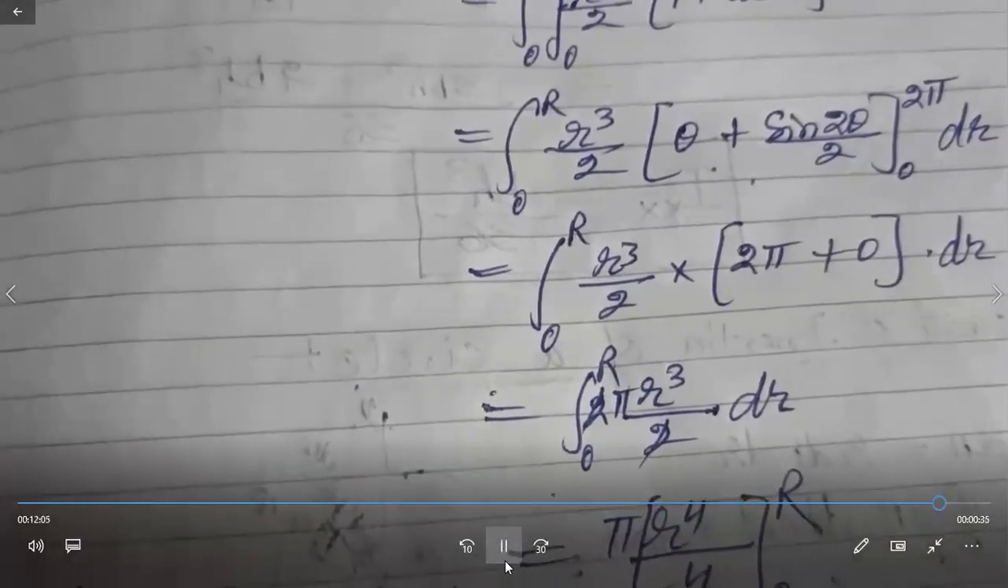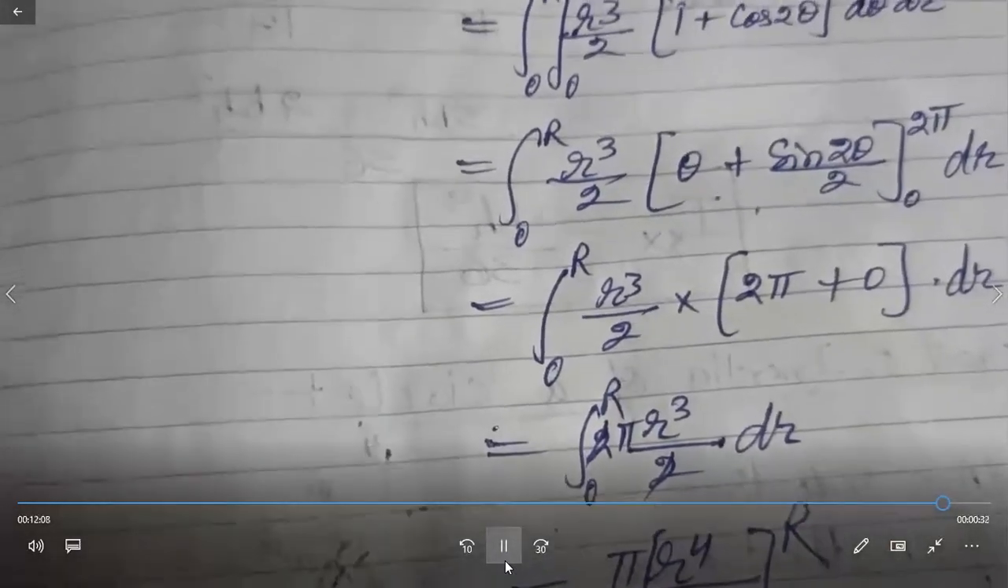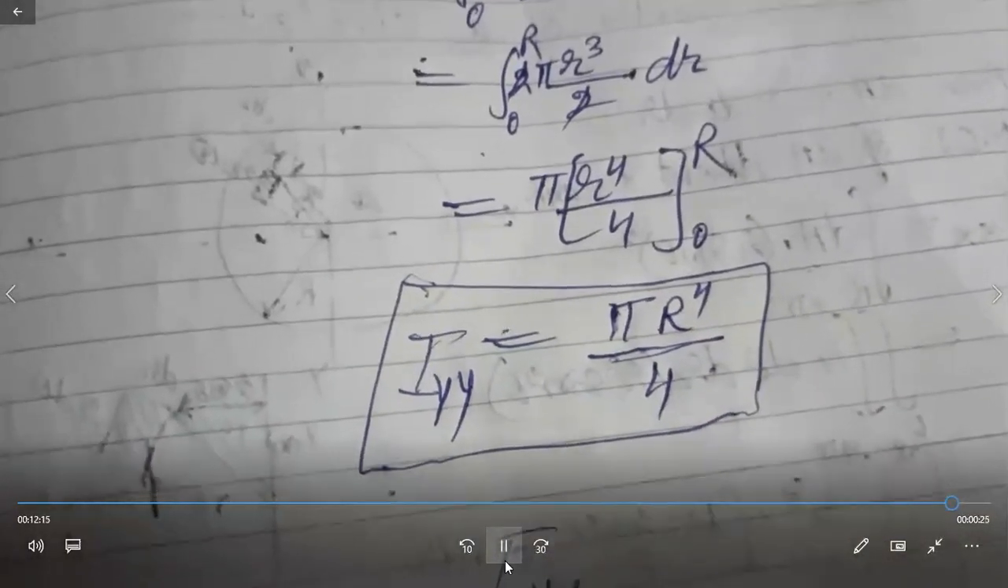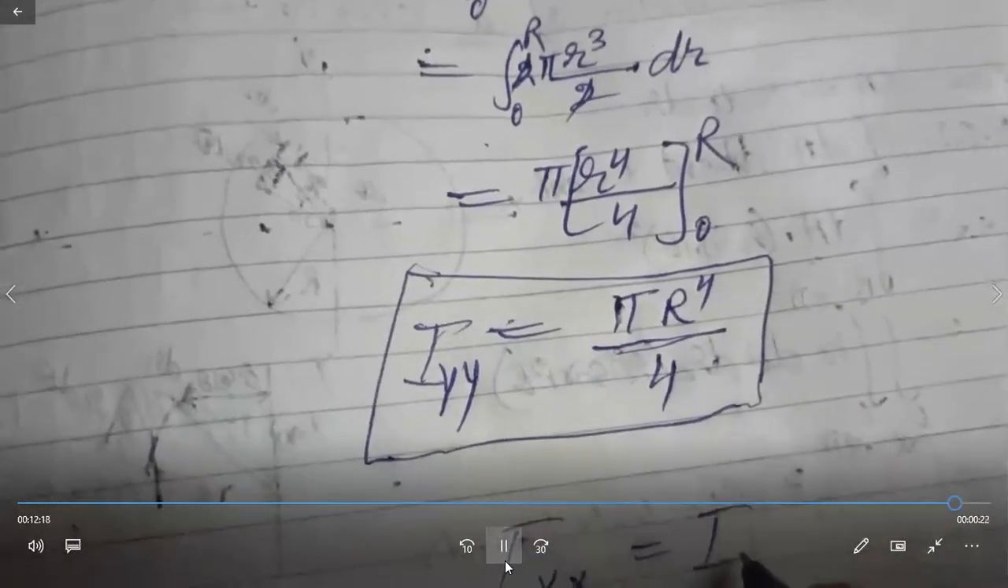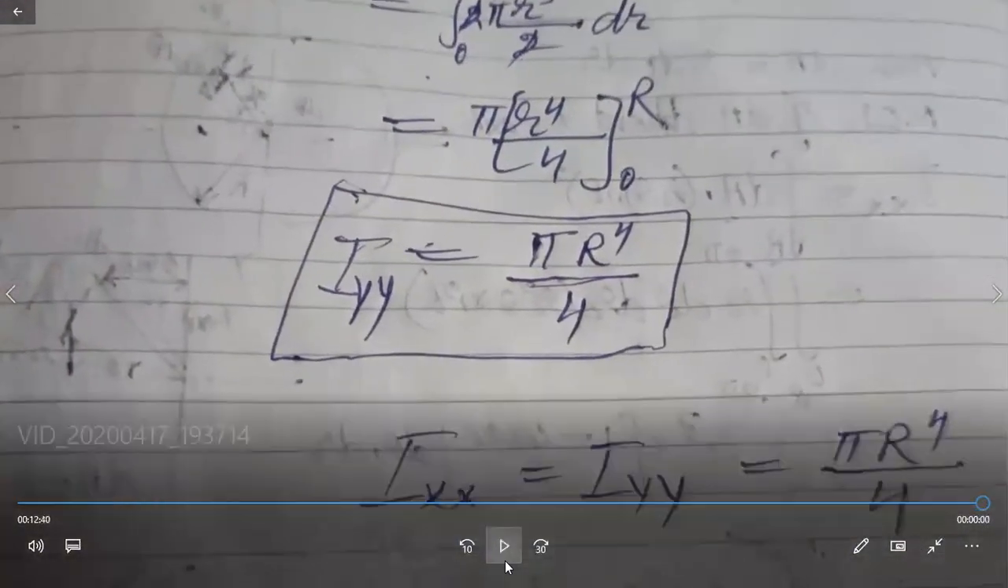So Iyy and Ixx both are equal in case of a circle, equal to pi r to the power 4 upon 4. In case of a circle, area moment of inertia Ixx is equal to Iyy is equal to pi r to the power 4 by 4. Okay, thank you.